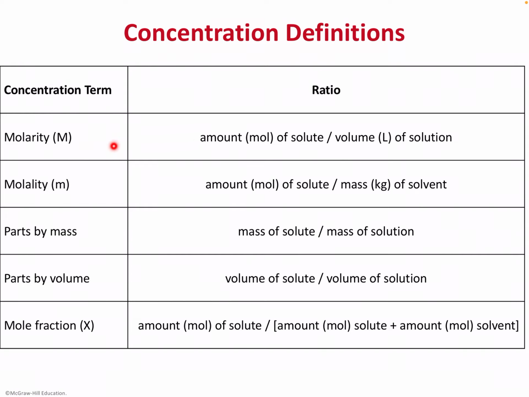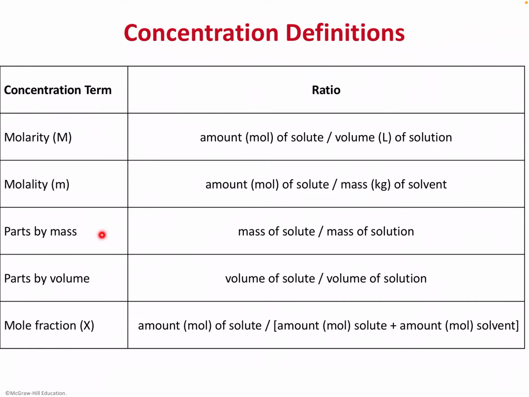The ratio for molarity is the number of moles of solute over the volume in liters. And then we're going to also learn something called molality. Look here, it's molarity, but this one is molality, with the small m. The ratio is again the number of moles, but the solvent is given in terms of kilograms instead of liters.